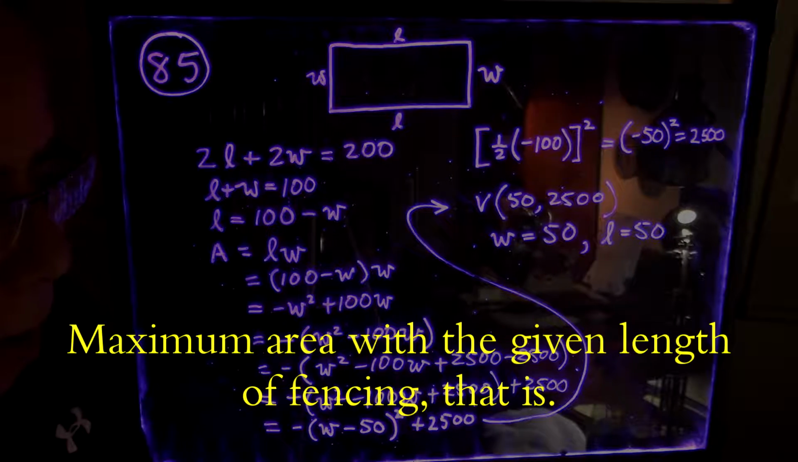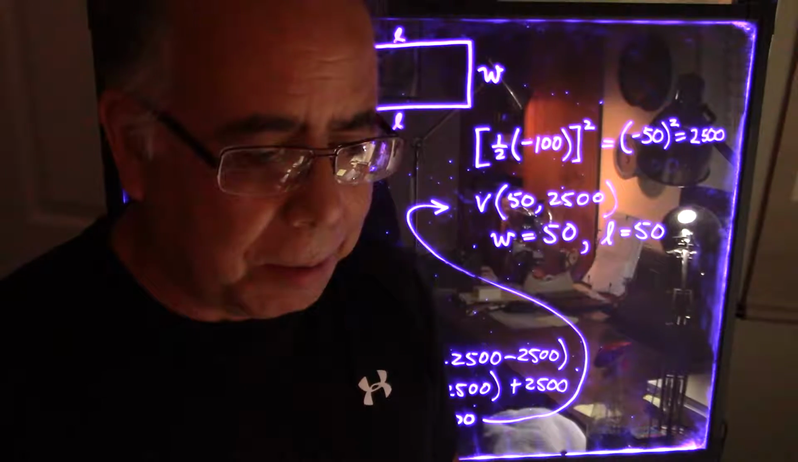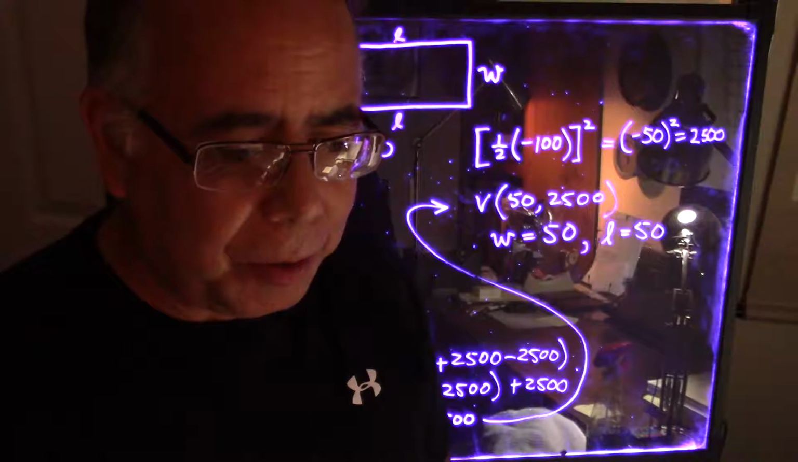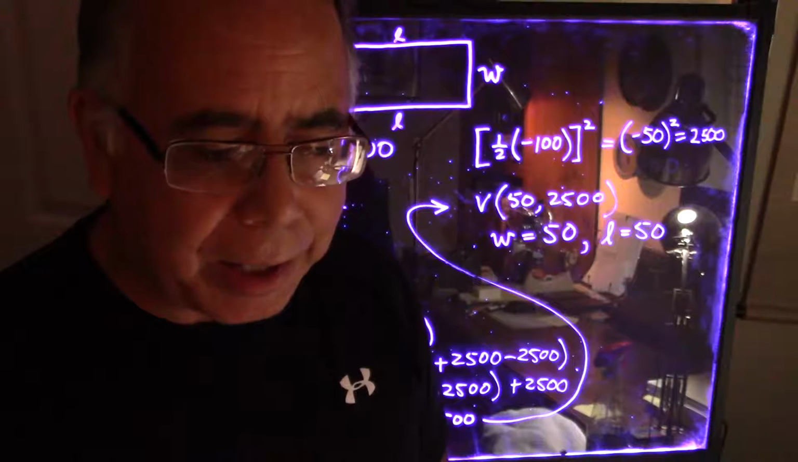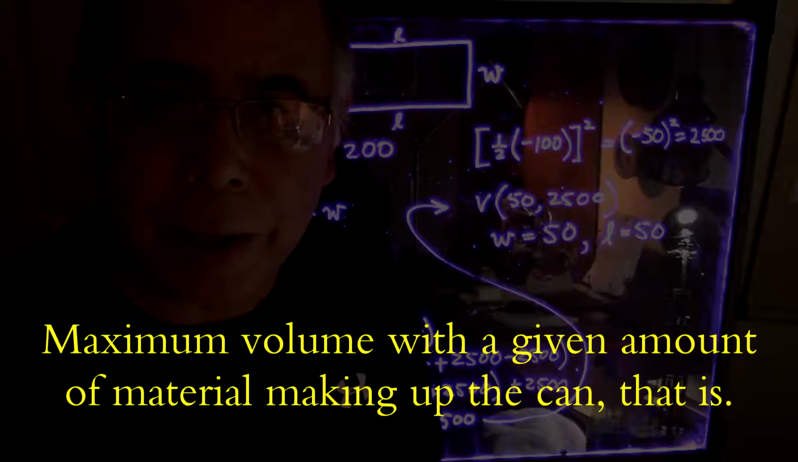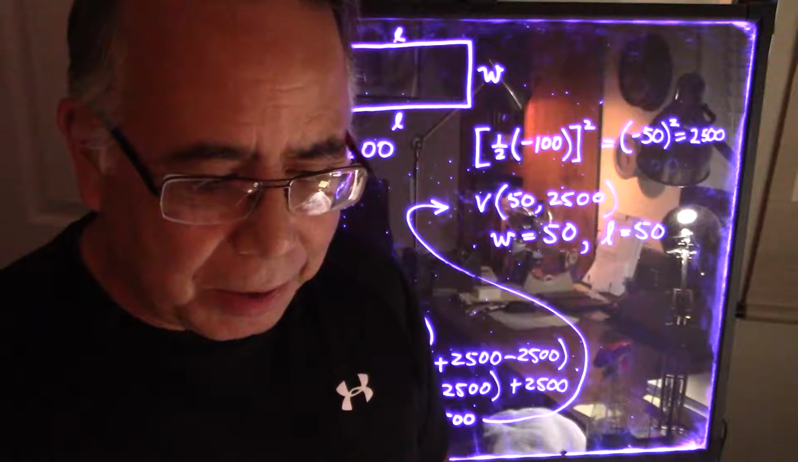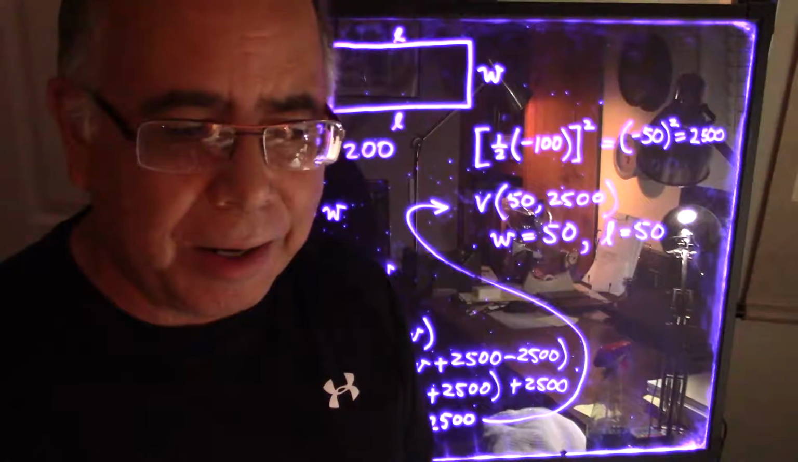You'll see a similar problem probably in calculus. When you take calculus, they've computed the dimensions of a can that'll give you the maximum volume, like for a soda can or a beer can, and it's almost like a squarish kind of a shape to the can.